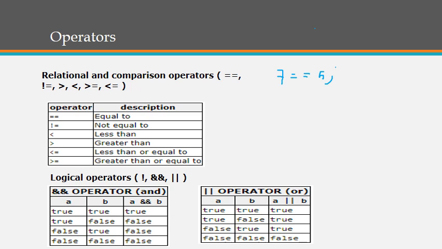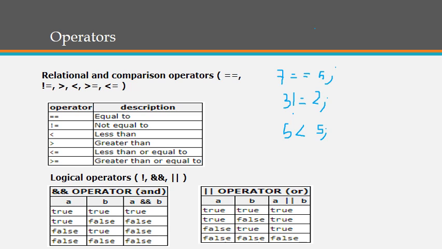If we had 3 not equal 2, this would evaluate to true because 3 is not equal to 2. If we had 5 is less than 5, this will evaluate to false because 5 is not less than 5, and so on. So here in this table, you have the list of all the relationship and comparison operators.